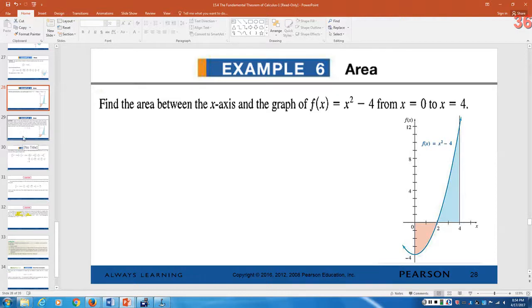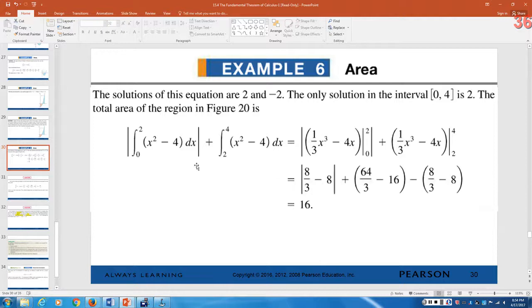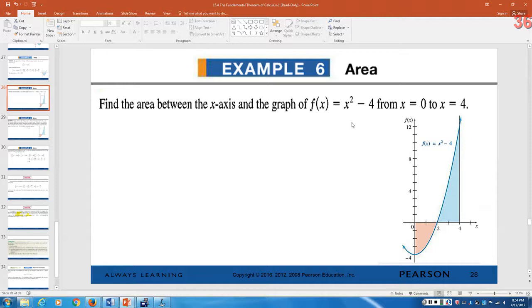So the way that we're going to have to do that problem is knowing that that's going to give us a negative area. One of the ways you can do this is you solve the equation x squared minus 4, which is your function value, for 0 and then actually break that integral up, instead of going all the way as it originally says from 0 to 4. Realize that it's going to have a value of 0 at x equals 2. So that's where it's going to cross the x-axis.